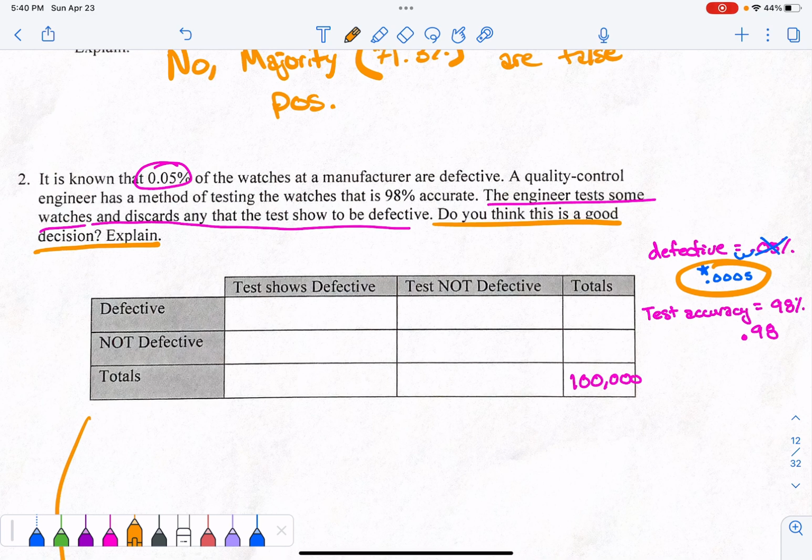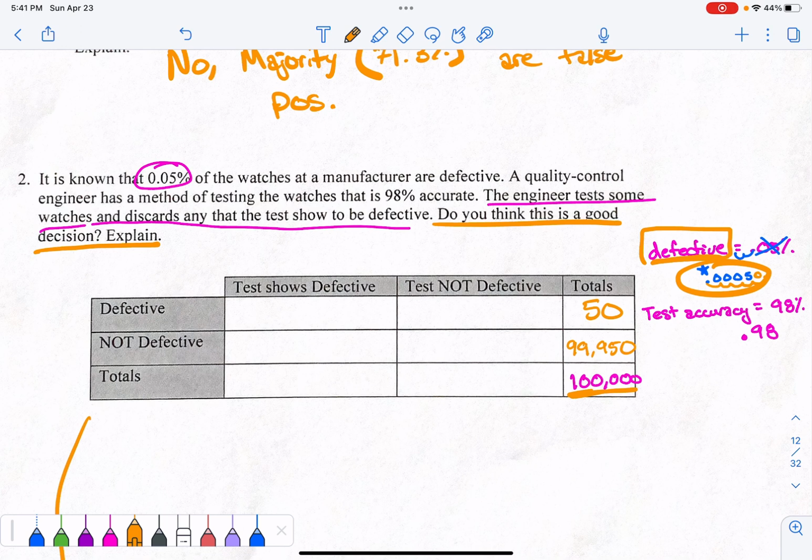So 0.0005, if I take that times 100,000, again, this is 5 decimal places, so 1, 2, 3, 4, 5. That's 50 watches are defective. Okay, 50 watches are defective. So 50 is going to go right here. Now, if I subtract those 2, or you could figure out the other percentage and multiply, this is 99,950. So 99,950 are going to be non-defective watches total.